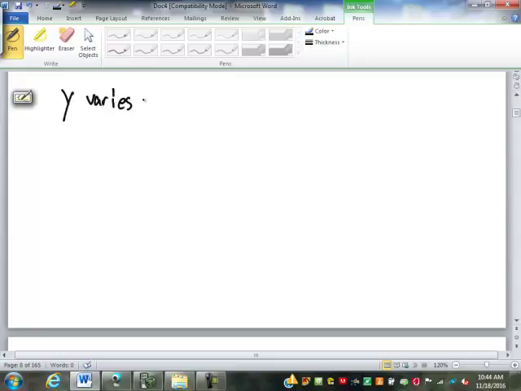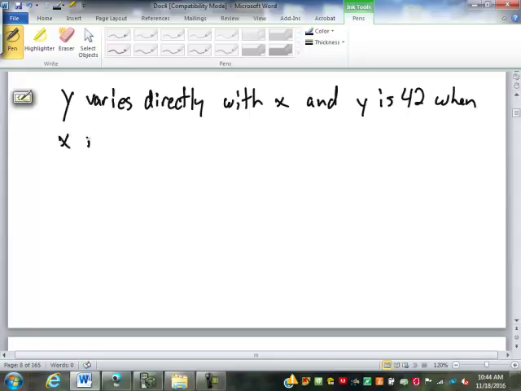We might be told y varies directly with x, and y is 42 when x is 14. So let's find the relationship here.